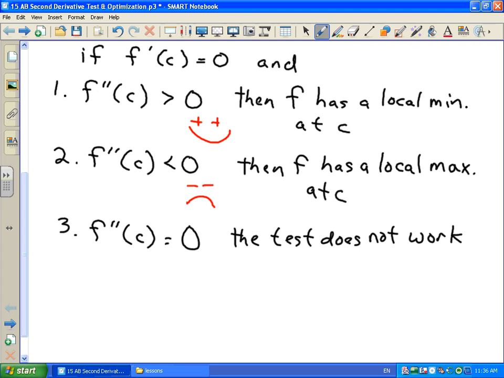So if you find that the second derivative equals 0, the second derivative test isn't giving you any information about whether you have a local maximum or a local minimum. So what you should do is go back and use the first derivative test.